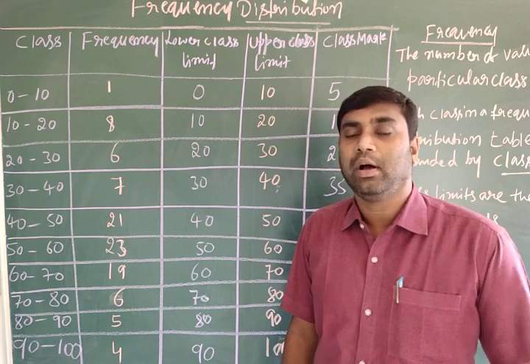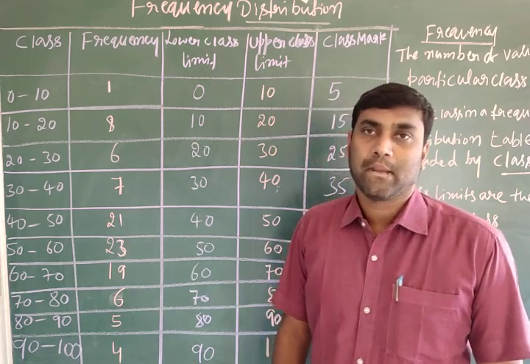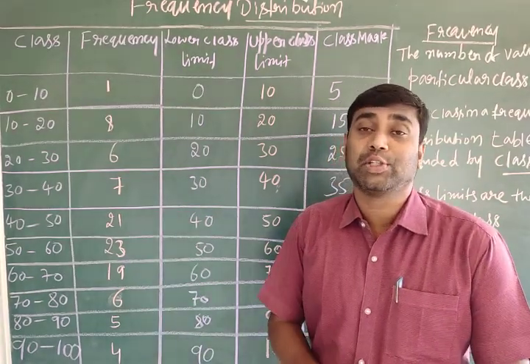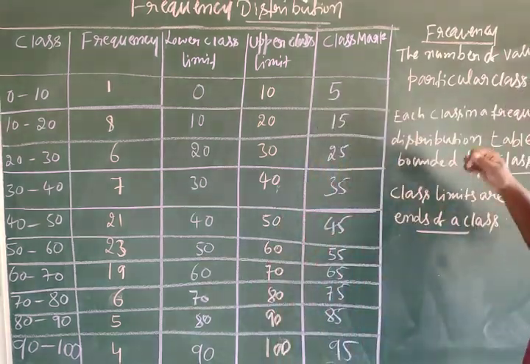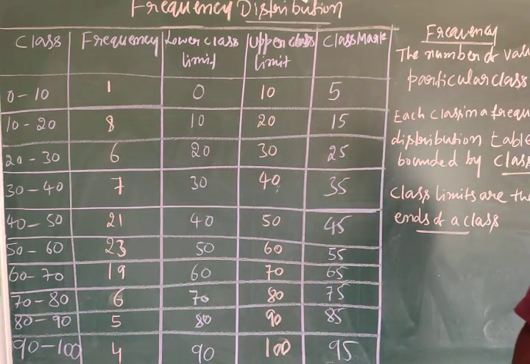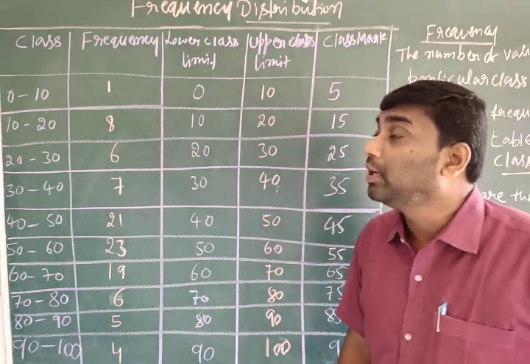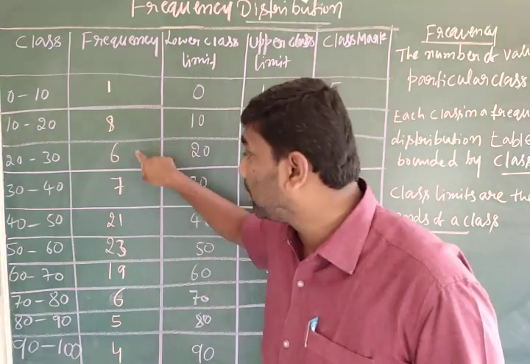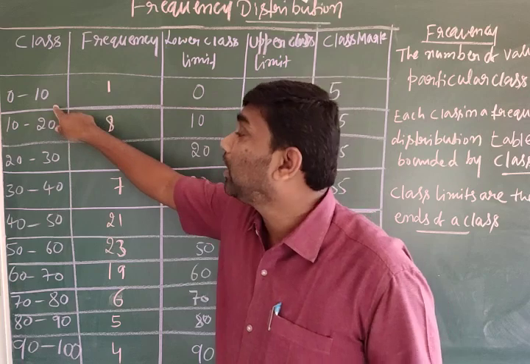In the variable, we already discussed continuous and discrete. So here, how can we understand the frequency distribution? Frequency is nothing but the number of values in a particular class.